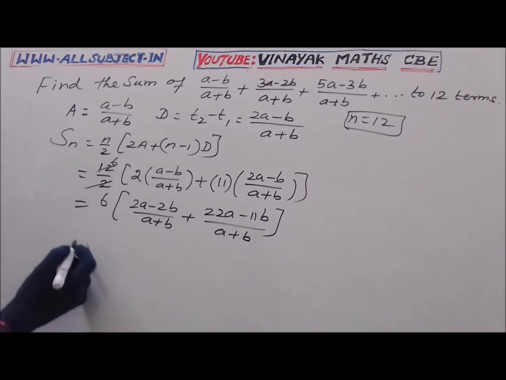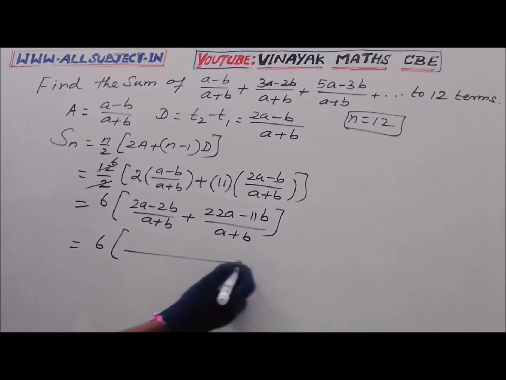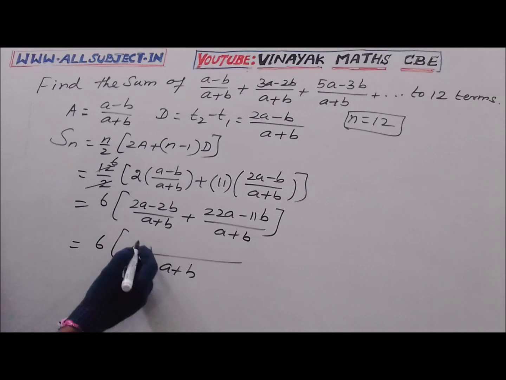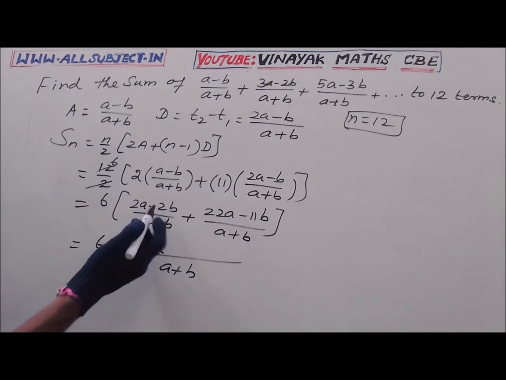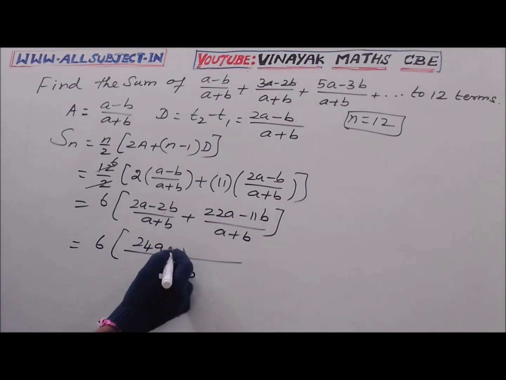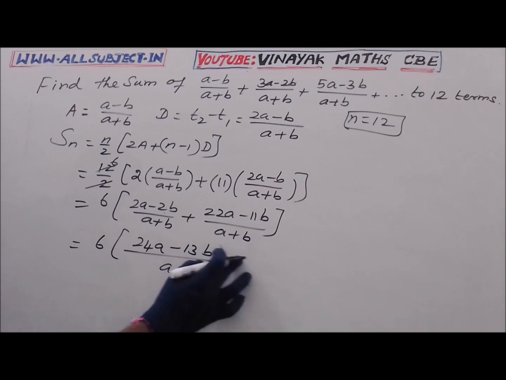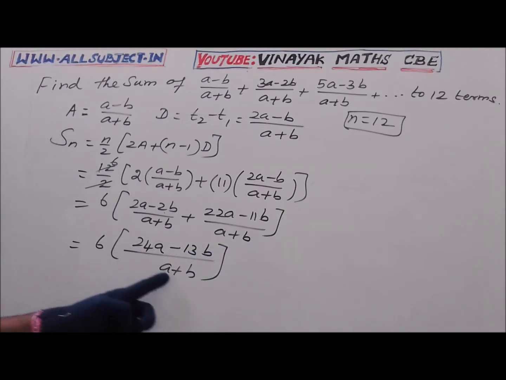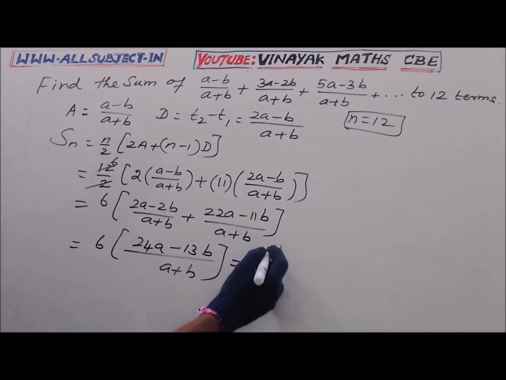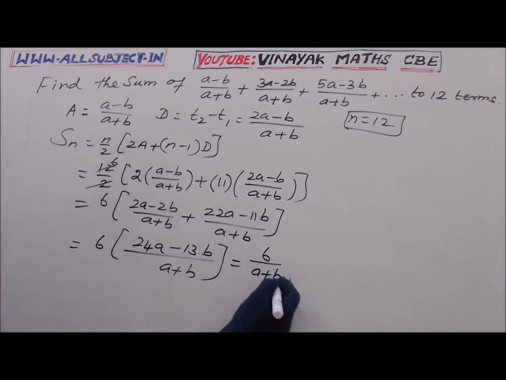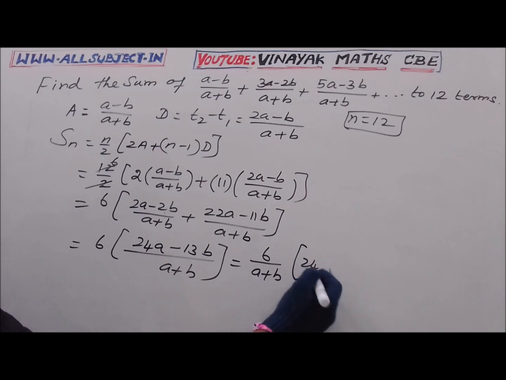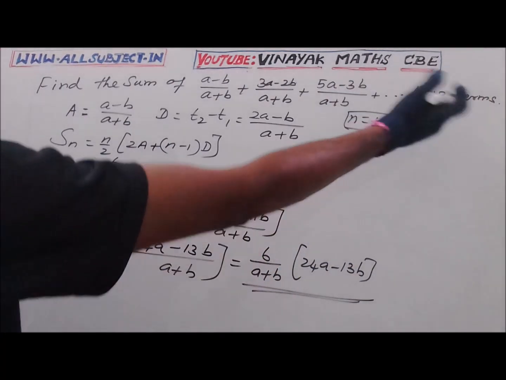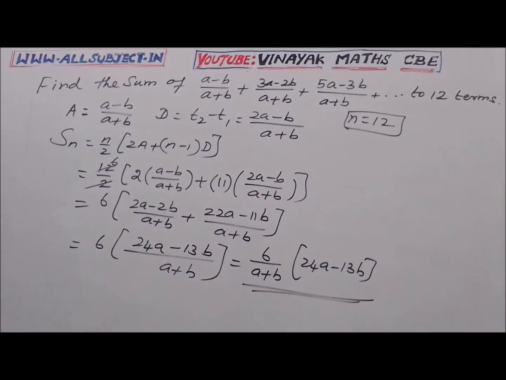Now we have both equal denominators, so 6 into a plus b, here 2a plus 22a is 24a, minus 2b minus 11b is minus 13b. This is equal to 6 times. Now taking a plus b out, this is equal to 6 by a plus b into 24a minus 13b. This is the sum of 12 terms in the given AP.